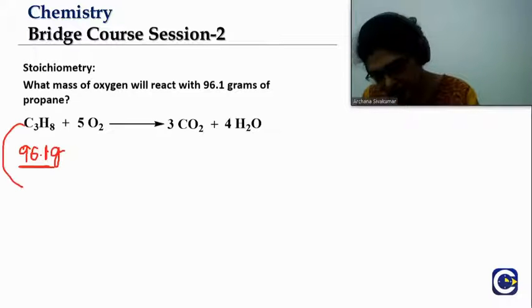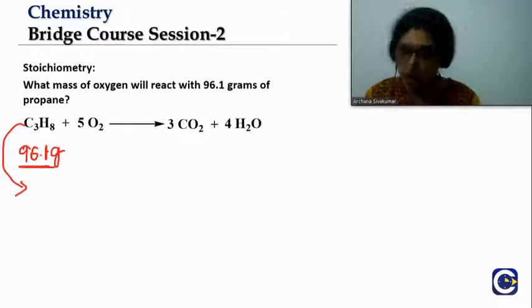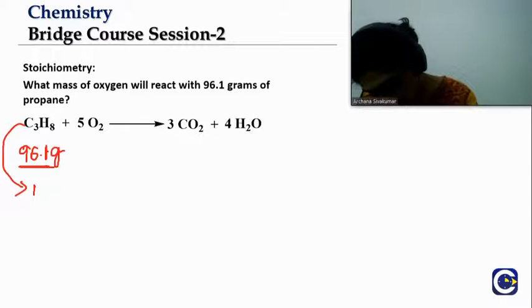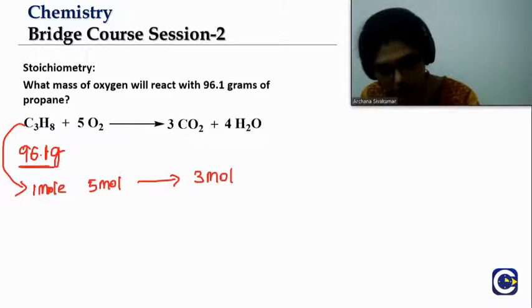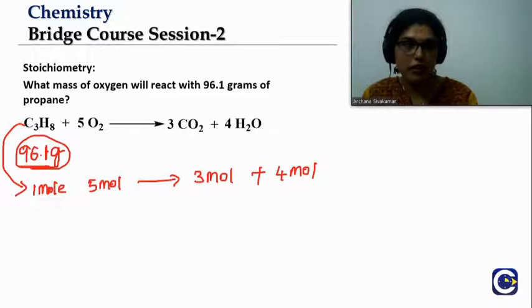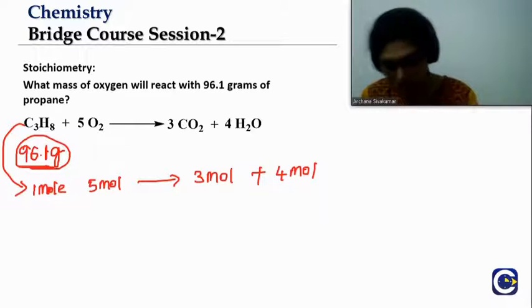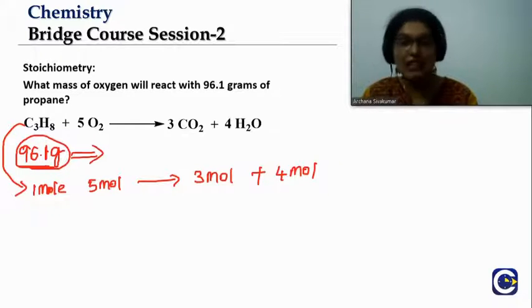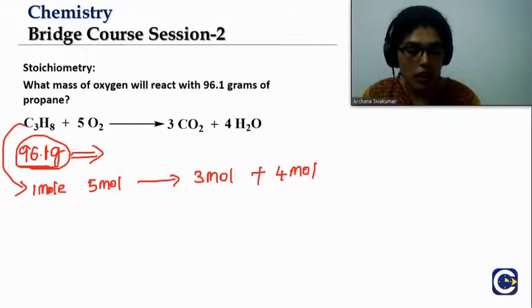According to the balanced equation, what can I write about the molar ratio? I can write that 1 mole of this is reacting with 5 moles of oxygen to give 3 moles of carbon dioxide and 4 moles of water. Right? And what is given? Given is the mass of propane. So the first thing we have to find out is how many moles are present in whatever is given.